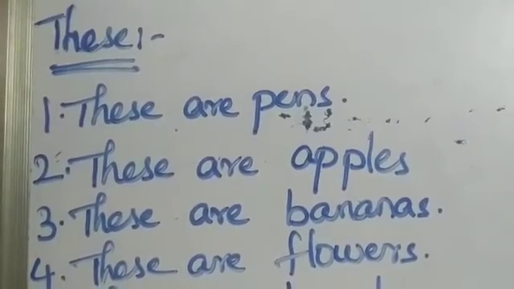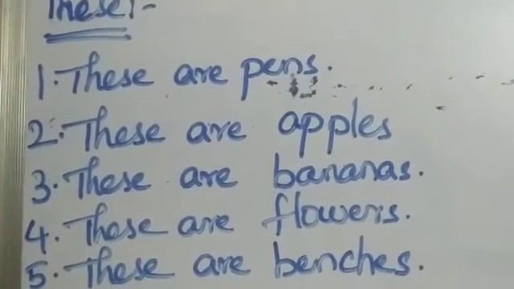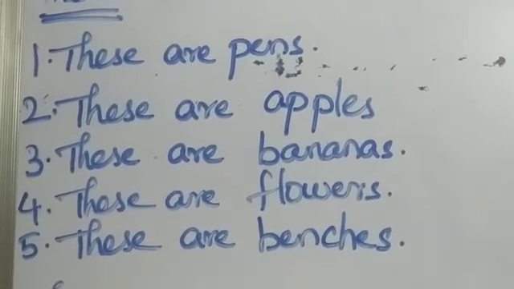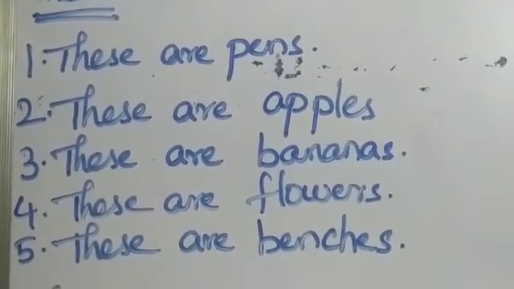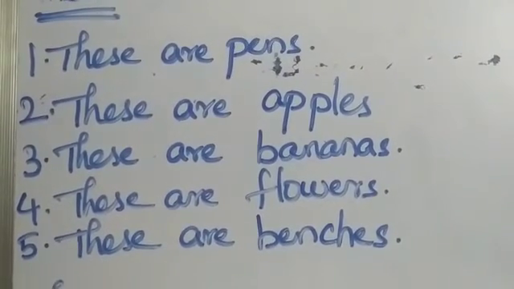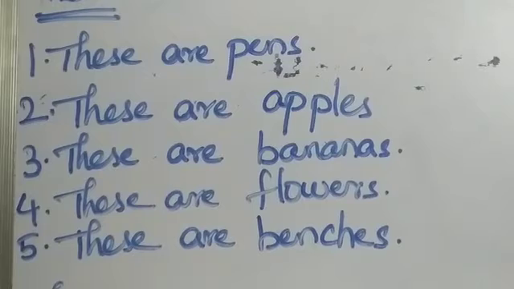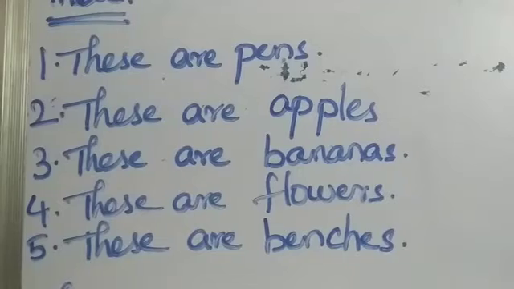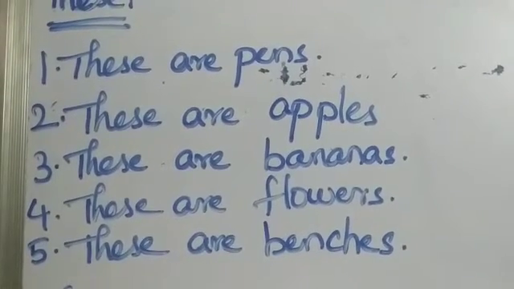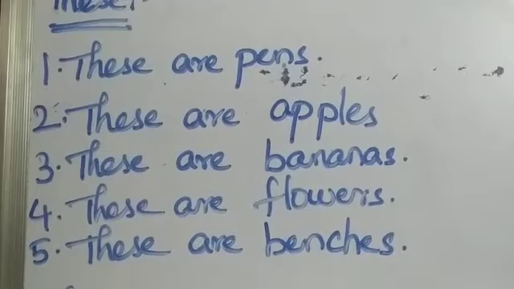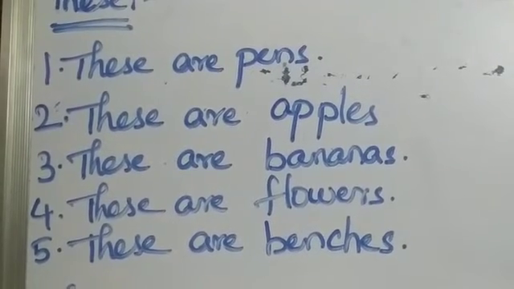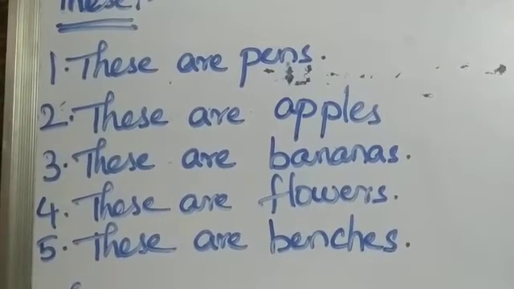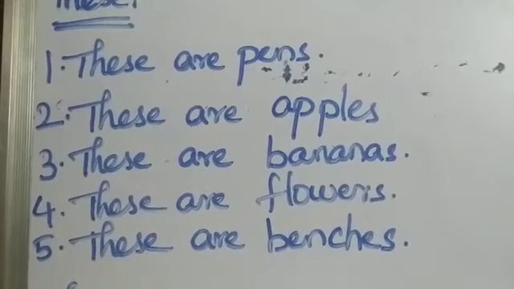These are pens. Second one, these are apples. Third one, these are bananas. Here, if we are saying the word these, it means more than one. These are pens, more than one pen, either two or three or more. These are apples. Apples and pens everyone knows, isn't it? Pens we use to write and apples we eat, it's a fruit.